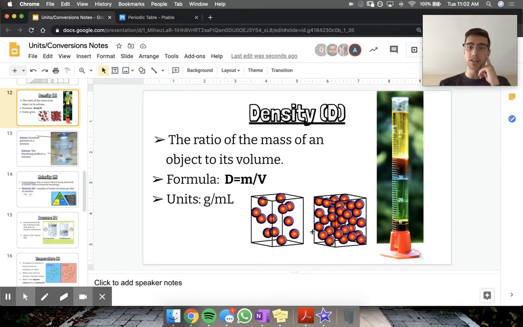So this box has a much greater density because there's more stuff in the same amount of space than there is in this block. All right. Now, the base units that we use for density are grams per milliliter. Sometimes you'll see kilograms per liter, which really means the same thing, but we'll cross that bridge when we get there, all right? But most of the time you use grams per milliliter, okay?